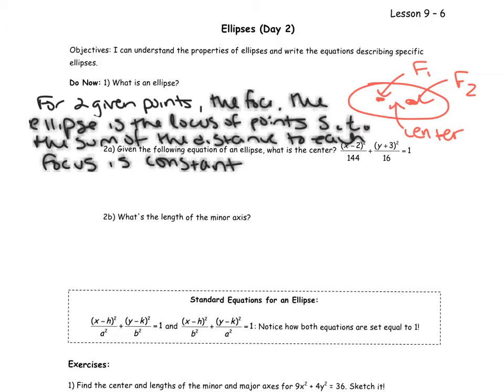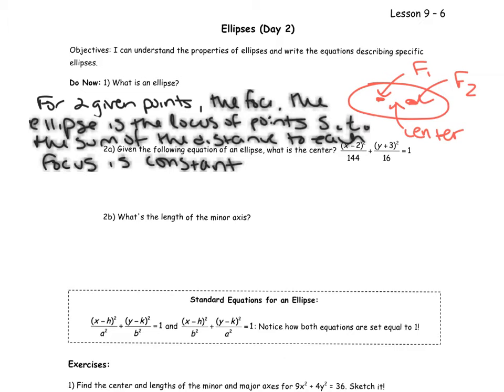To provide you with a more formal definition here, we have an ellipse for two given points, the focus or the foci. The ellipse is the locus of points such that, that's what the S.T. means, such that the sum of the distance to each focus is constant. So that's just our basic definition.